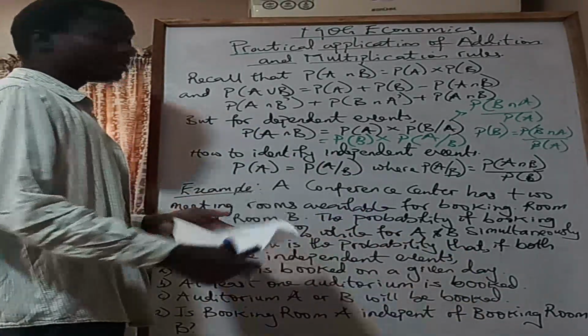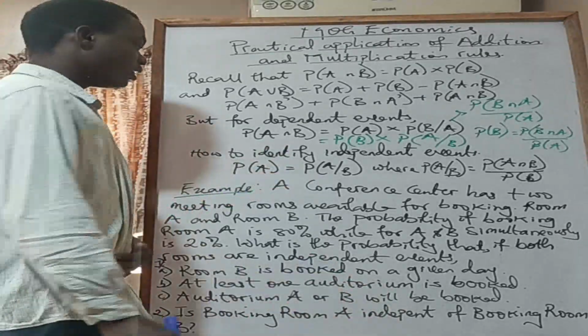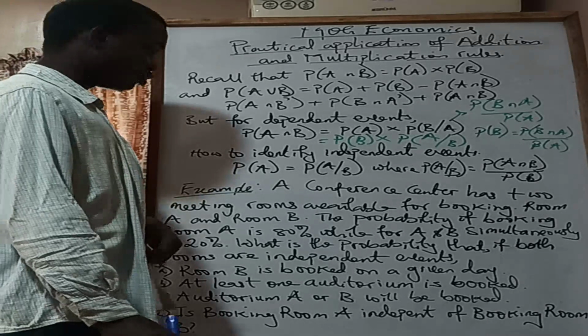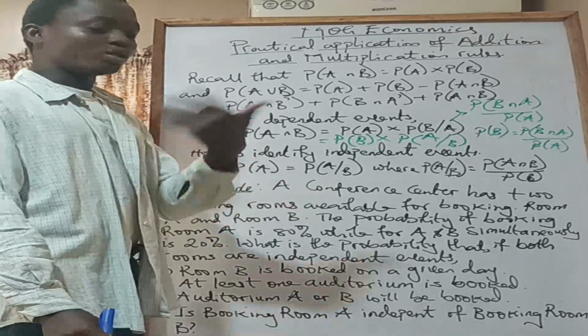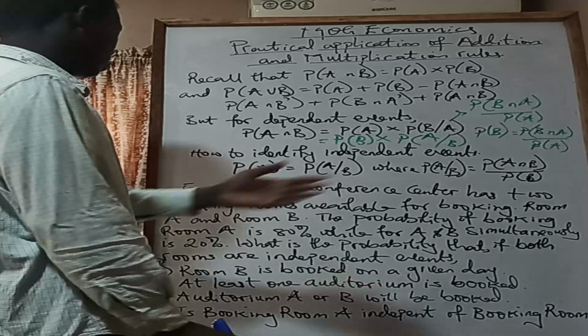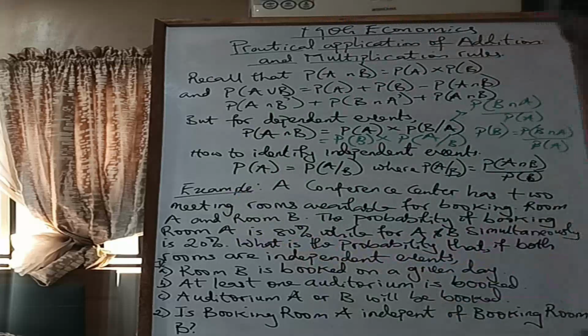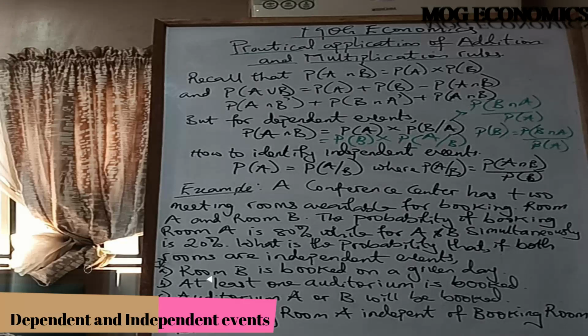All right, we have an example to solve. So here, a conference center has two meeting rooms, right? The probability of booking room A is 80%, so that's 0.8, while the probability of booking A and B, the two rooms simultaneously, is 20%. Now, what's the probability that if both rooms are independent events? So this has told you both rooms are independent events, so what's the probability that room B is booked on a given day?